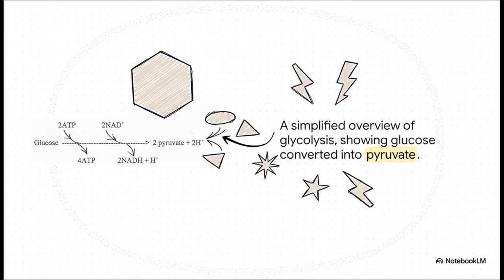So let's just zoom out for a second and look at the big picture here. You see, we start with our glucose molecule. Now the cell has to put in a little bit of energy to kick things off. That's the 2 ATP you see going in. And by the time we get to the end of the line, what do we have? We've got 2 molecules of a substance called pyruvate, we've made a small profit of ATP, and we've also managed to snag some high-energy electrons and store them in another molecule called NADH.